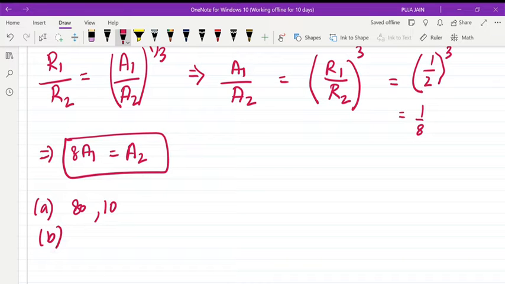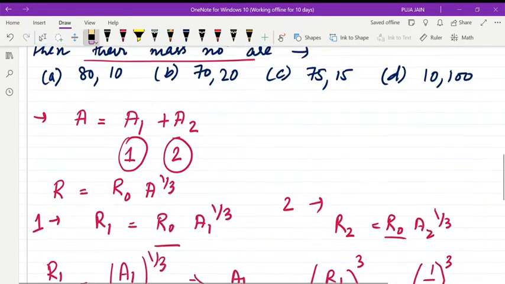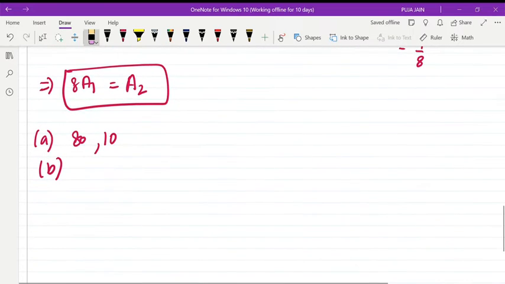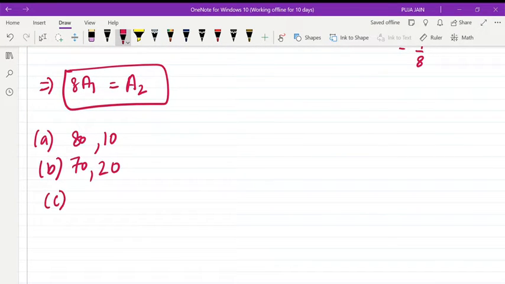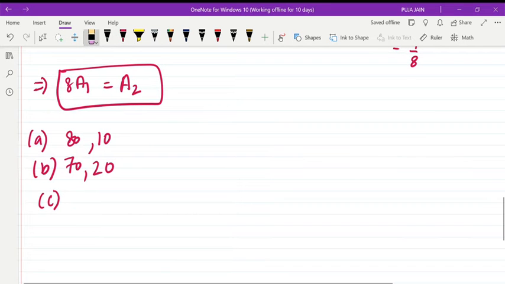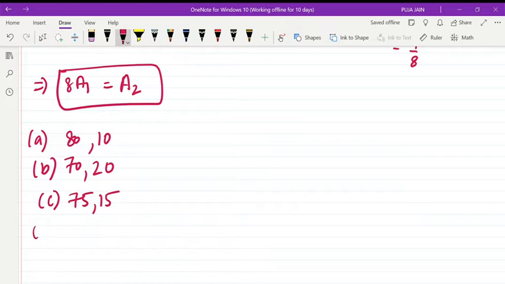Second option is 70-20, 75-15, and D option is 10 by 100. Okay, so these are the options. Now you see this relation 8A1 is equals to A2. Is it valid here? No.